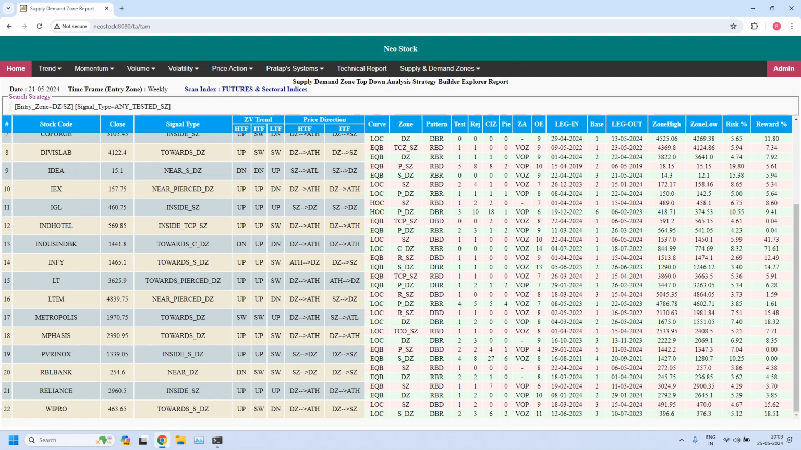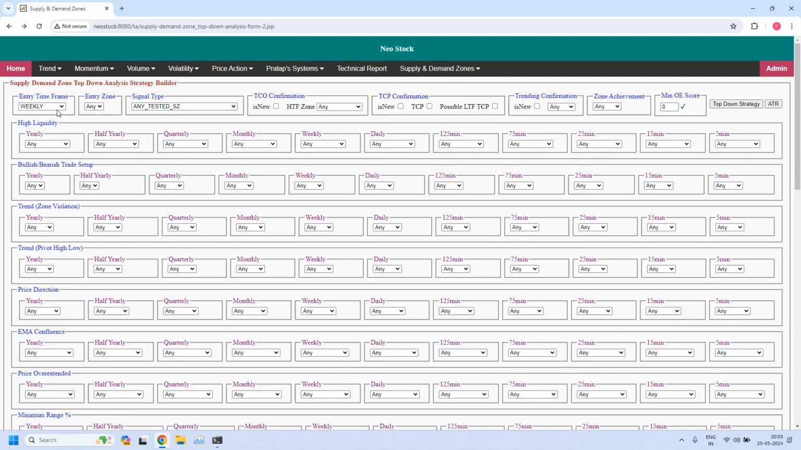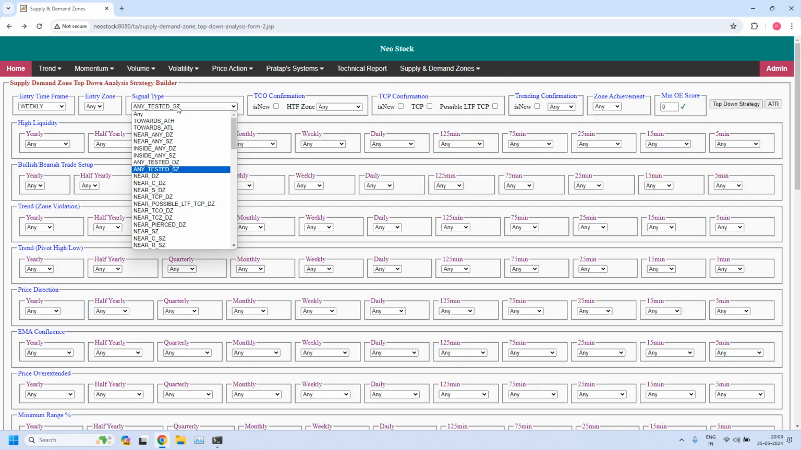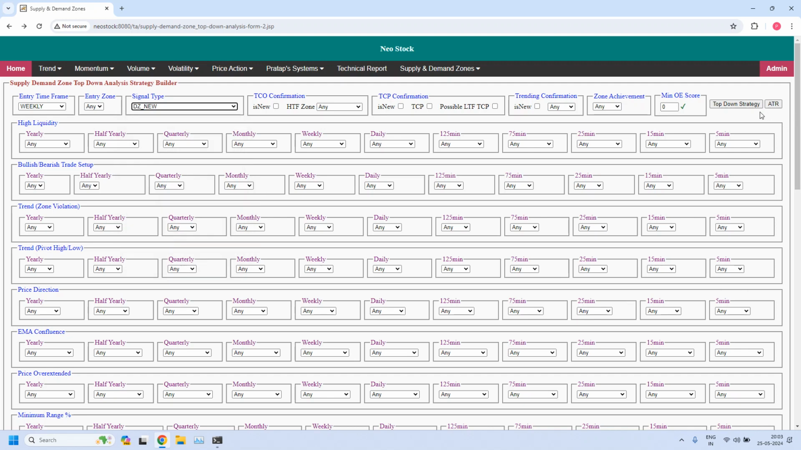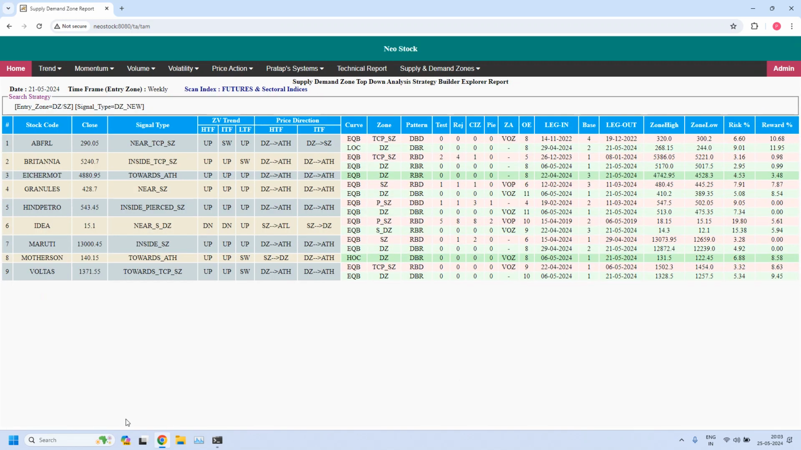Okay, now let's identify the newly created zones. For weekly time frame, let us find the stocks having newly created weekly demand zones. So these 9 stocks are having newly created weekly demand zones.